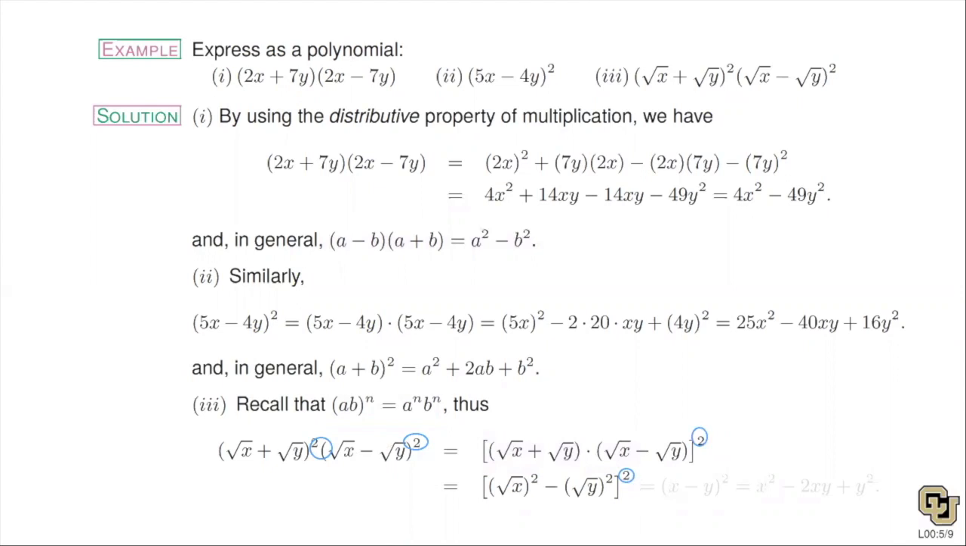So square root x squared minus square root y squared, that just looks like x minus y, squared. So now we can use this formula to FOIL it out. It's x minus y squared. So when we use that formula, we get our final answer here.